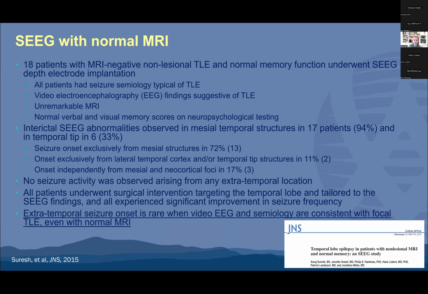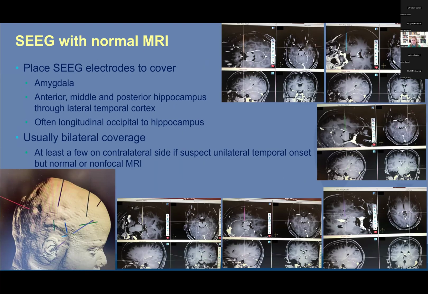This one, for instance, looked at 18 patients with MRI-negative, non-lesional temporal lobe epilepsy with normal memory function. And they were able to show that you do get ictal SEEG abnormalities in the temporal lobe in 17, or interictal in 17 patients. The seizure onset was exclusively from the mesial structures in 72% of them, exclusively from lateral in 11% of them. Overall, it showed that, and other studies have shown as well, extratemporal seizure onset is rare if the video EEG, scalp EEG, semiology, everything is consistent with temporal lobe epilepsy, even with a normal MRI. So these are patients that we'll investigate with SEEG.